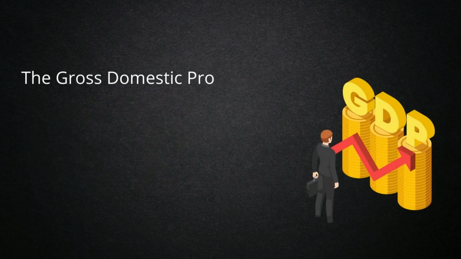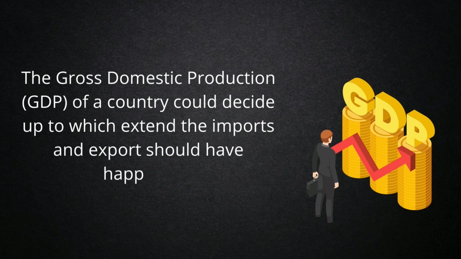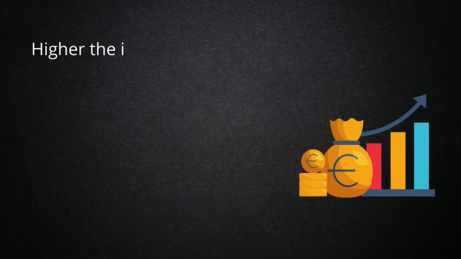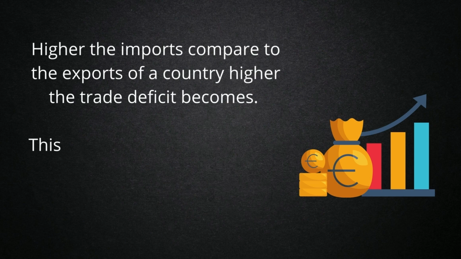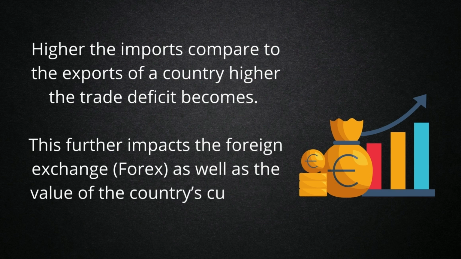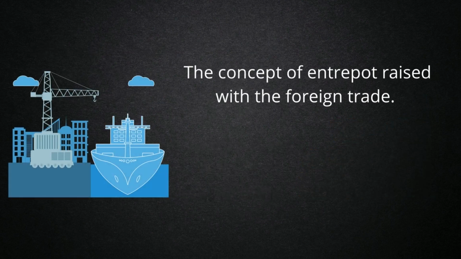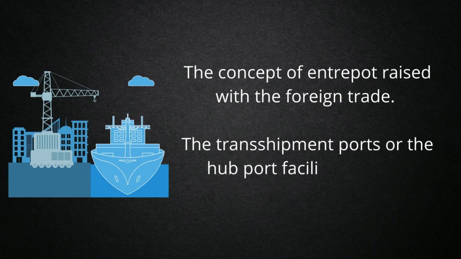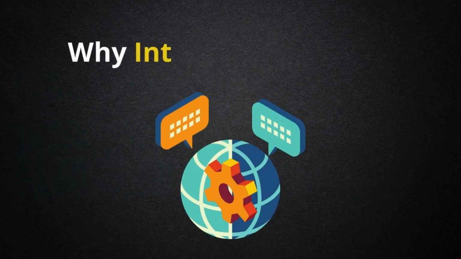The gross domestic product, GDP, of a country could decide to which extent the imports and exports should happen. The higher the imports compared to the exports of a country, the higher the trade deficit becomes. This further impacts the foreign exchange as well as the value of the country's currency. The concept of entrepot was raised with foreign trade. The transshipment ports or the hub port facilities further support international trade.